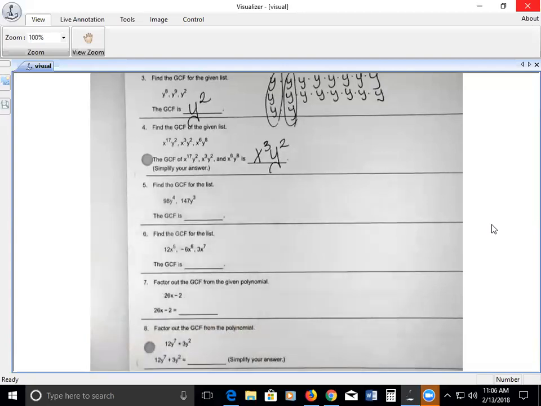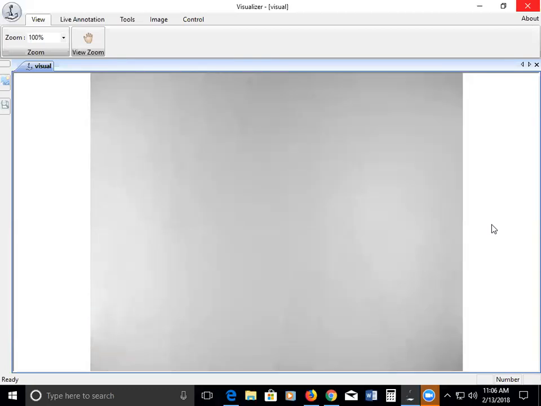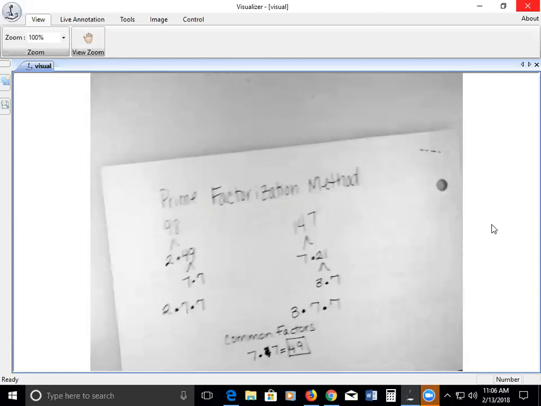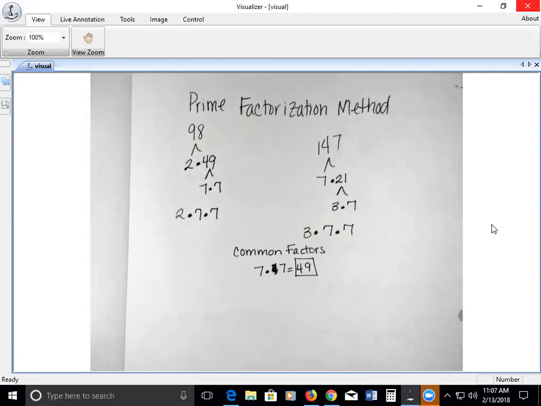Okay, what'd you get for your GCF of your variable? 49, y to the 3rd. Okay, good job. What'd you get for your numerical coefficient GCF? Okay, how many of you listed factors? Okay, that's fine. There's nothing wrong with that. So here's the method that we don't like or just don't want to embrace at this point. Here's 98 and here's 147. 98 is divisible by 2 because 2 times 49 is 98. 49 breaks down to 7 times 7. So the prime factorization of 98 is 2 times 7 times 7.